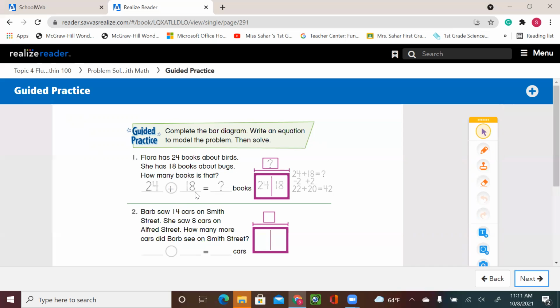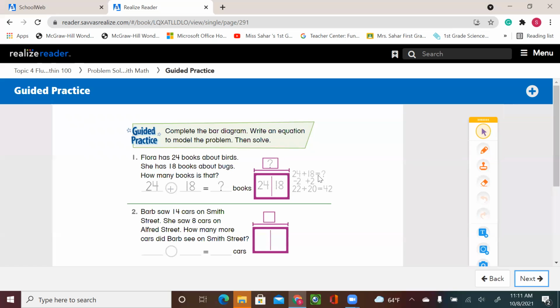So we need to know how many books. I know that she has the two parts, or the two add-ins. We need to have the total. So that's easy. I'm going to add the first add-in and the second add-in. So we have the 24, that's the first add-in, which is the books about birds she has. And then we have 18, the books that she has about bugs.